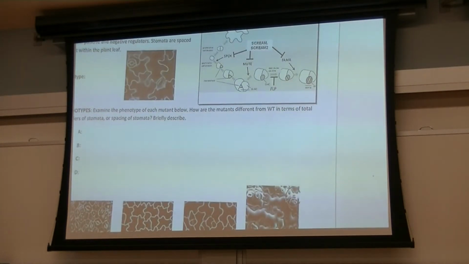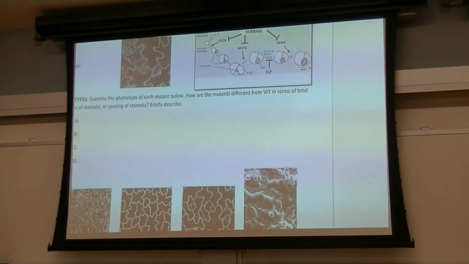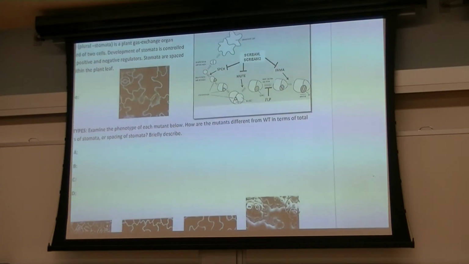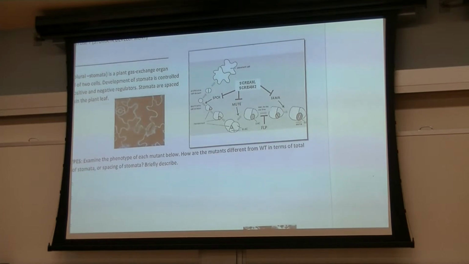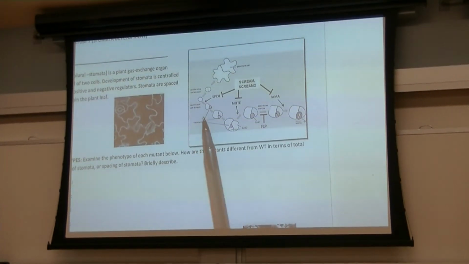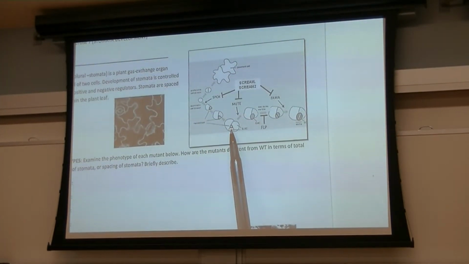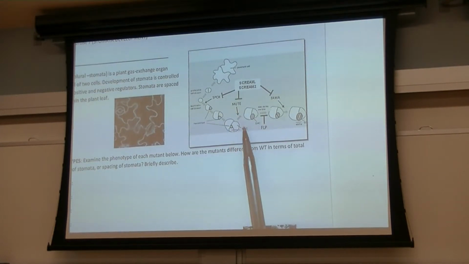And I would expect too that, with this lack of mute function, you can get cells that are going down the pathway, they're able to form a smaller asymmetric cell, and then they kind of stop at that point.